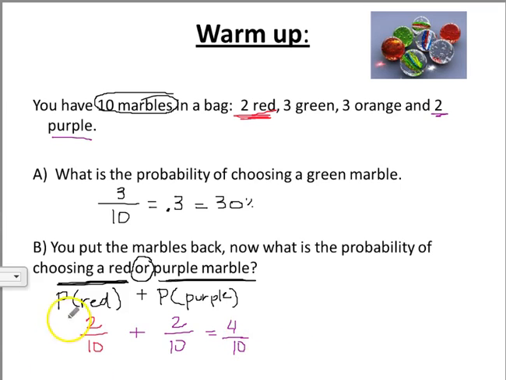Again, if we wanted, we could put that in decimal form. If it asked for the answer in decimal form, we would say 4 divided by 10 is 0.4, and that is also 40%. So again, with probabilities, we can express our answers in fractions, decimals, or percentages.